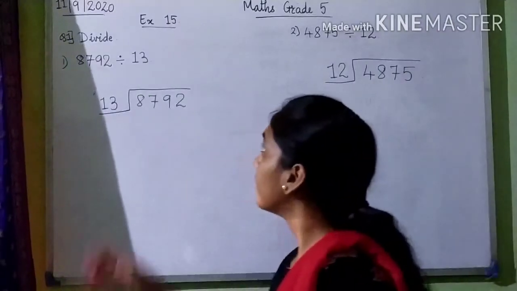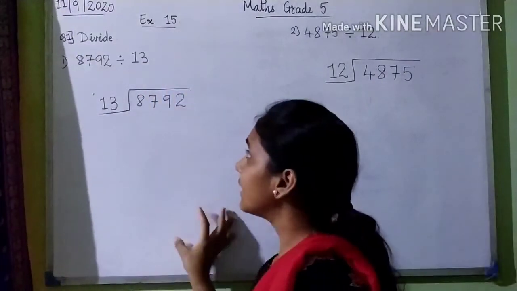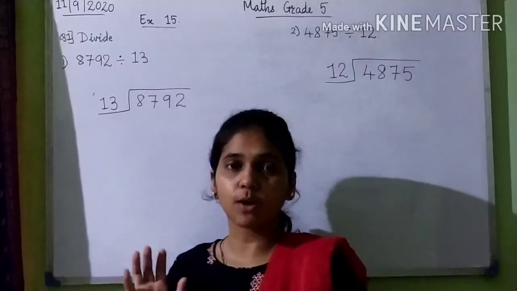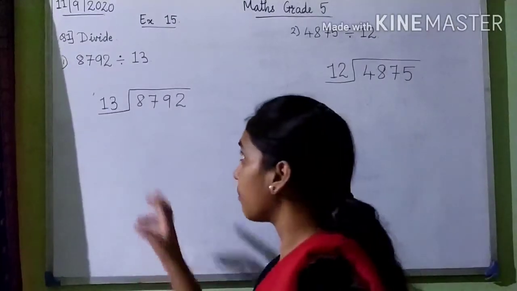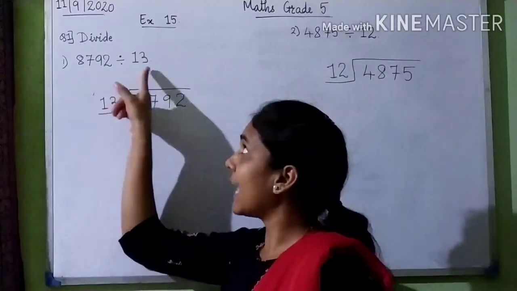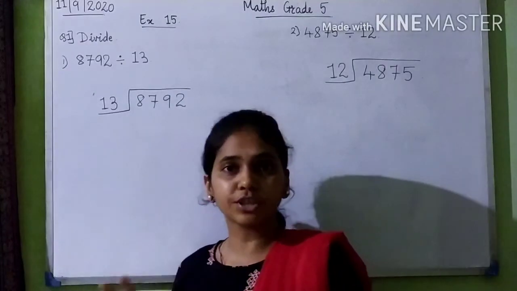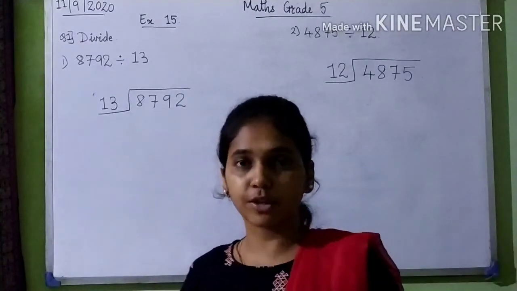So today we are going to do exercise 15, okay? It is based on division sums, how you divide a 4-digit number. Here you can see that the numbers given are 4-digit and 2-digit. So we are going to learn how to divide a 4-digit number by a 2-digit number, okay?